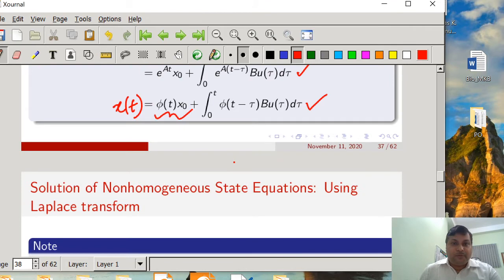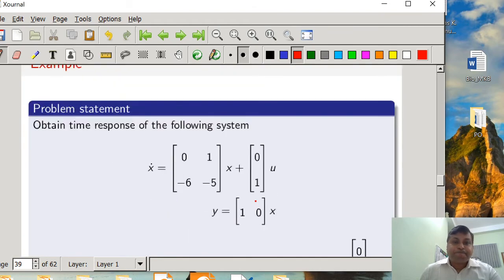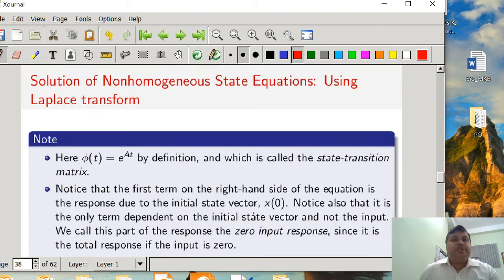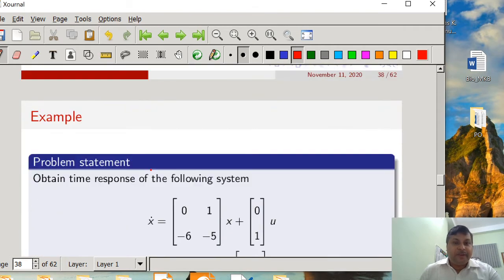And the second term, integral 0 to t phi of (t minus tau) B u of tau d tau, doesn't depend on the initial condition, it depends on the input. That's why it is called the zero state response. The second term, called the convolution integral, is dependent only on the input u and the input matrix B, not the initial state vector. We call this part the zero state response, since it is the total response if the initial state vector is 0. Whatever theory we have discussed here to compute the solution of a non-homogeneous state equation, we will try to verify with an example.